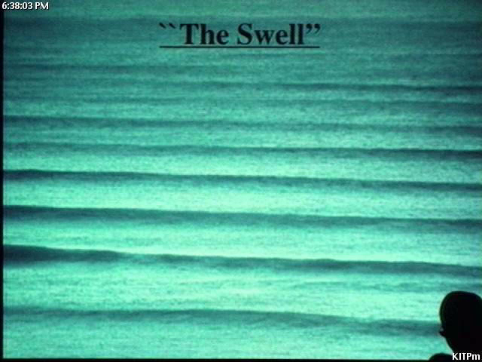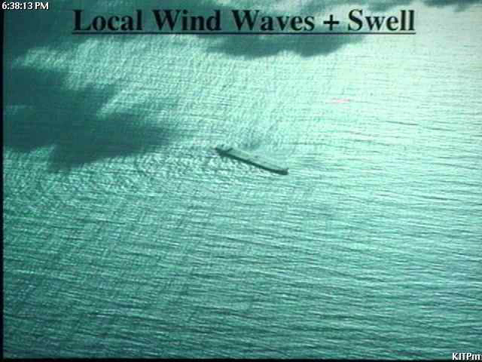Okay, so this is a second example of what the ocean can look like. Instead of seeing a nice regular behavior, you'll see what people call local wind waves. Here's a picture showing waves out in the deep ocean, and here's a boat, and you see some shadows of clouds.